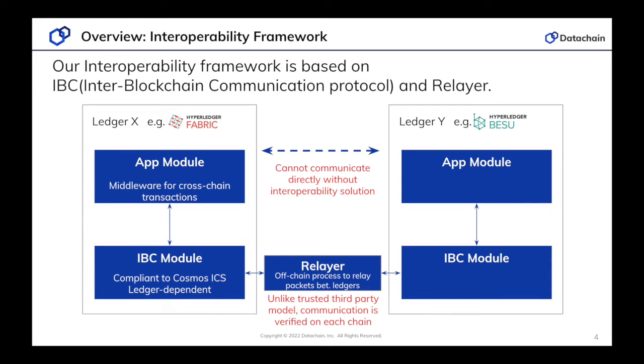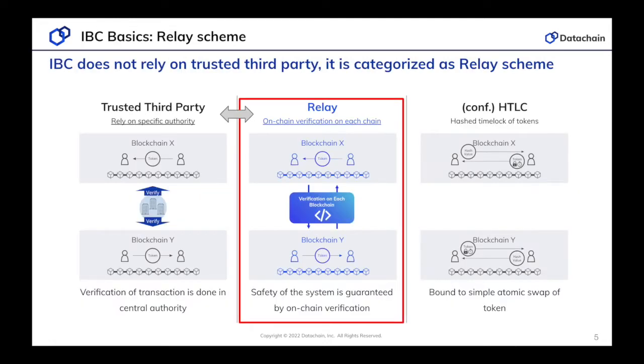This is the overview, the basic architecture. Our interoperability framework is based on IBC and a relayer, and cross-chain applications can be implemented easily using our framework. As you know, IBC stands for Inter-Blockchain Communication Protocol. There are various approaches to achieve cross-chain. One of the advantages of using the IBC protocol with a relayer is that the system doesn't need to depend on a trusted third party. Our relayer sends a packet exactly once.